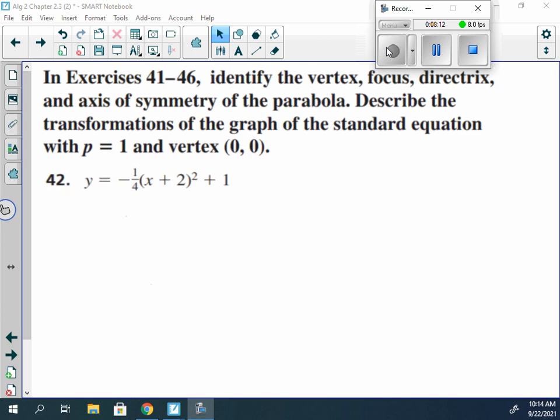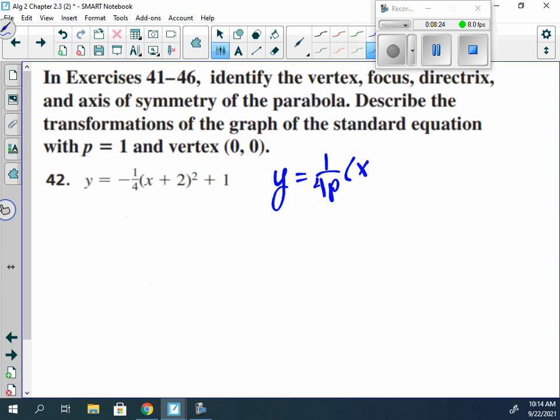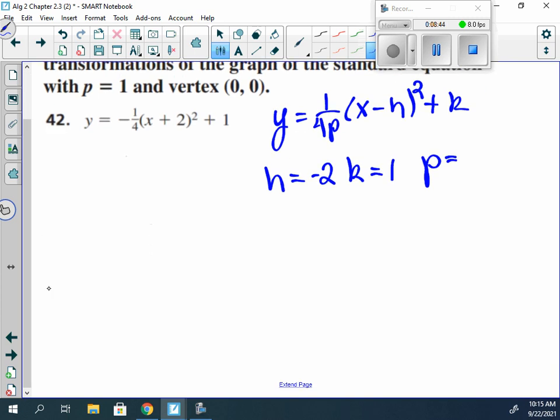Let's look at the last three. So this one here, we have another y equals. Well, it's matching up to our 1 over 4p, parentheses x minus h squared plus k. Well, what would the value of h be? The value of k. Now we just need to find the value of p.